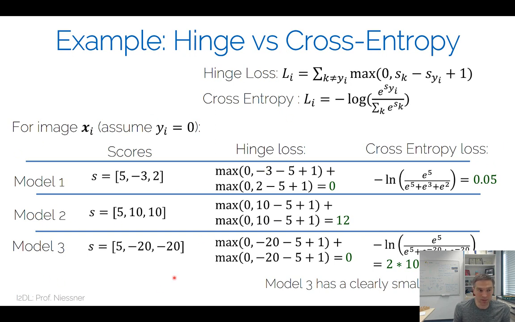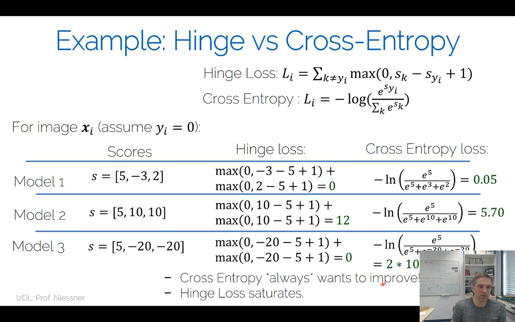Despite both making right predictions, this one tries to maximize the gap even further, right? It gets harder to do because it has this exponential function, but it still gives you a gradient. It still tries to improve more and more as you keep going. So the cross entropy loss always wants to improve. The loss is never zero. It cannot reach zero because of this exponential function. The Hinge loss, however, saturates, right? If you're getting a loss of zero with the cross entropy, something might be wrong.